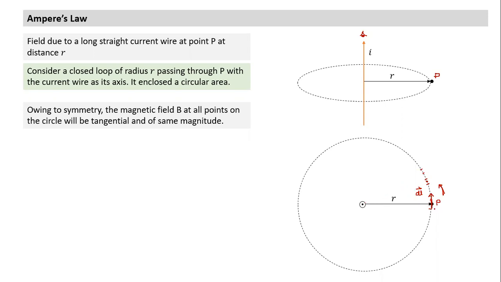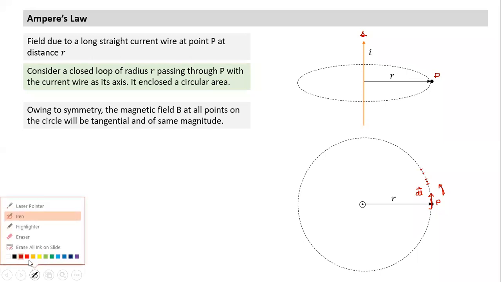Because of symmetry, you can assume that if the field at this point is B, here also it will be B, because all points are symmetrically placed. Everywhere the field is B, and owing to symmetry, B will be tangential. If B is tangential, the angle between the dL vector and B is 0, and it is easy to evaluate. It becomes easy to evaluate only when there is a symmetry, not otherwise. Okay, so let's do that one.